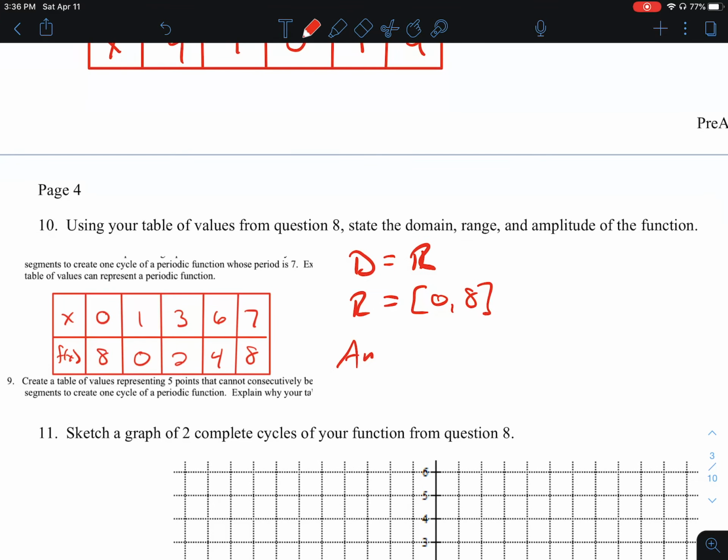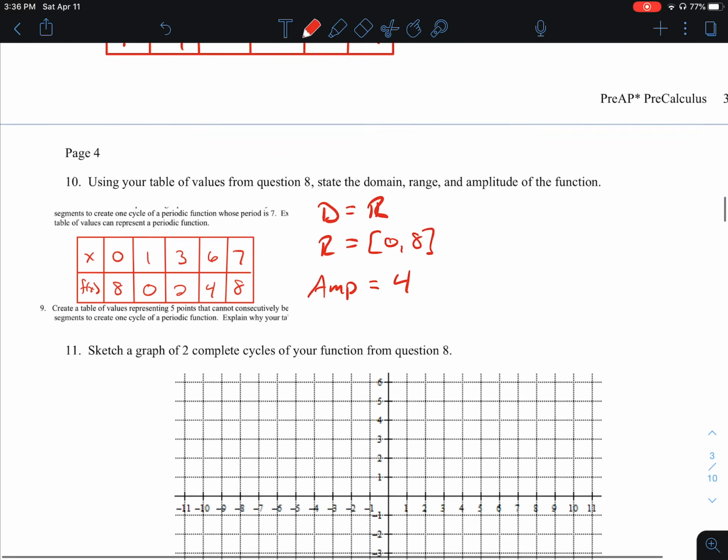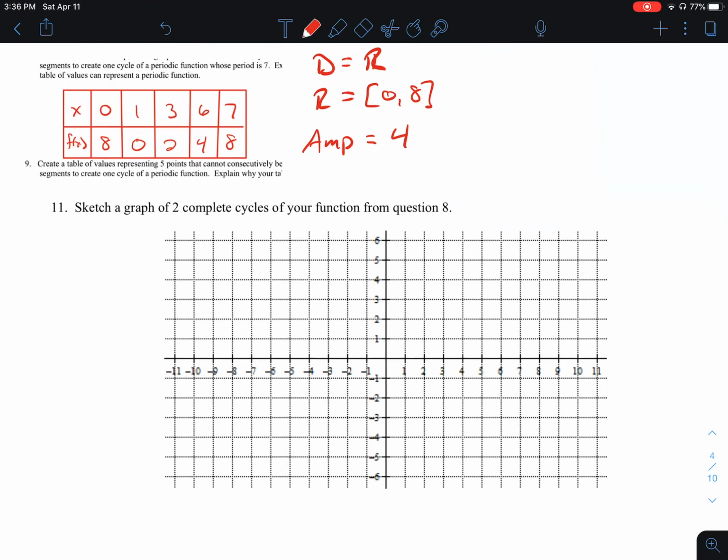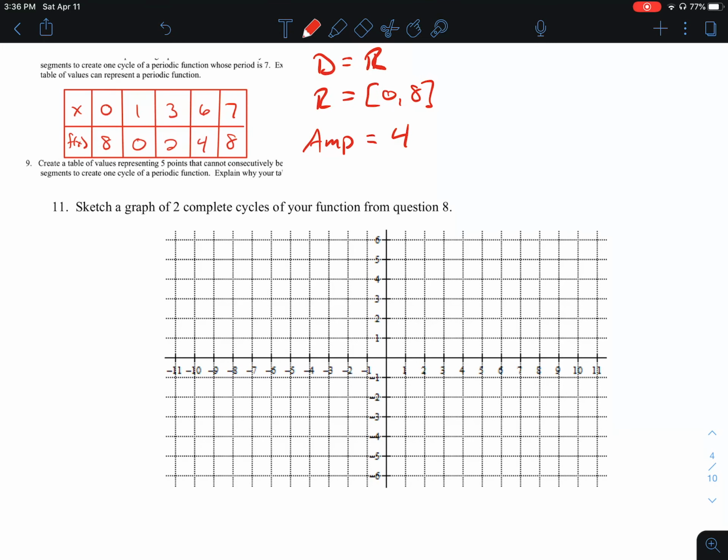What's the amplitude? Well, the amplitude would be half the distance between your range. So 0 to 8, halfway between that would be 4. That's the amplitude. Good enough. Number 11: sketch a graph of 2 complete cycles of your function from number 8.